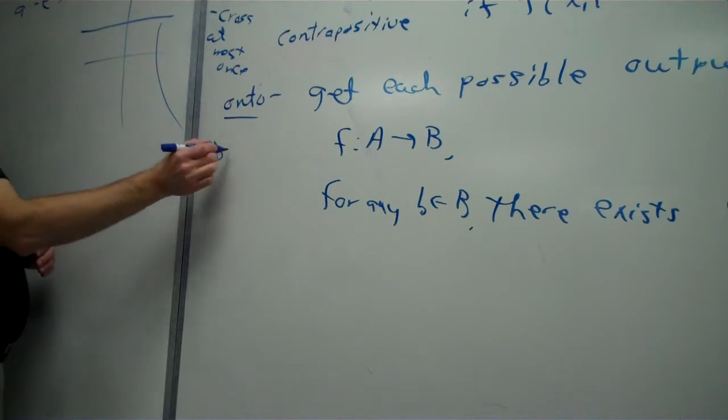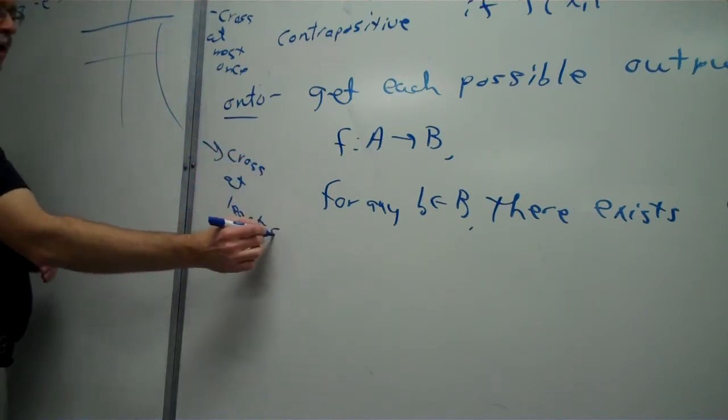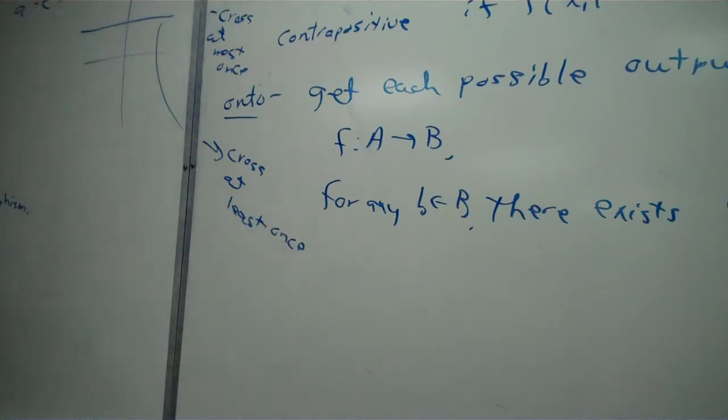And onto, we cross at least once. Although I don't know if that still is helping address what you're thinking of, how to not get the two confused. I mean, it is another way, I think, to help think of what does each one mean. One-to-one, if we cross more than once, there's a repeated output. If we don't cross, then there's an output we don't have.